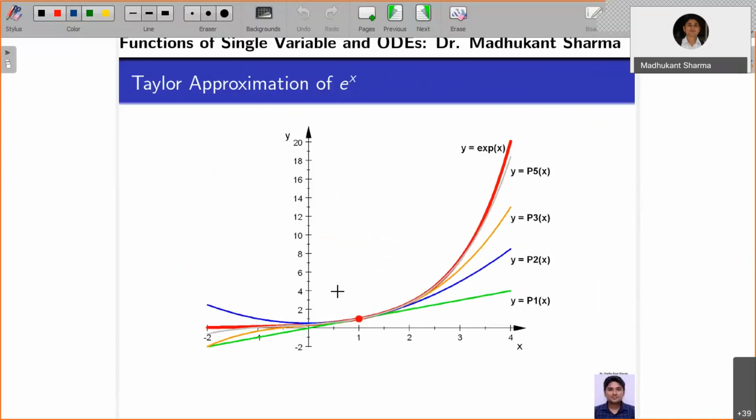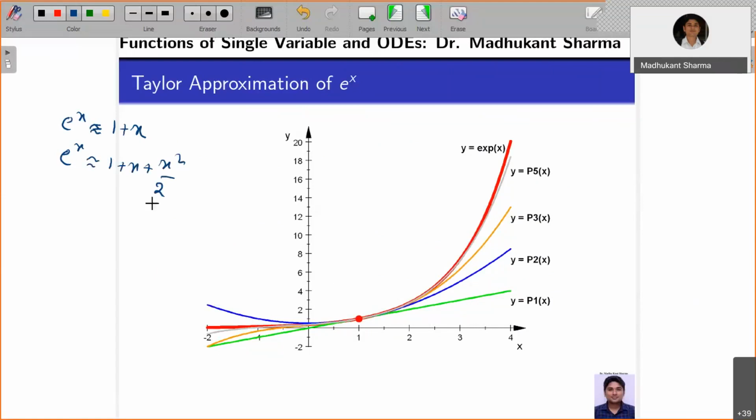So, Taylor approximation of e to the power x. If you take P1 of x, that's going to be the linear approximation, e to the power x equals 1 plus x. Now if you take P2, that means 1 plus x plus x squared by 2. Okay, so it will be a little smoother.